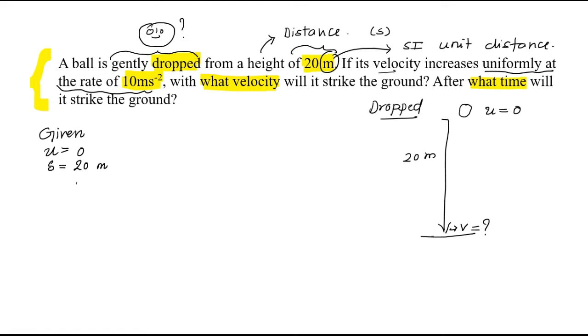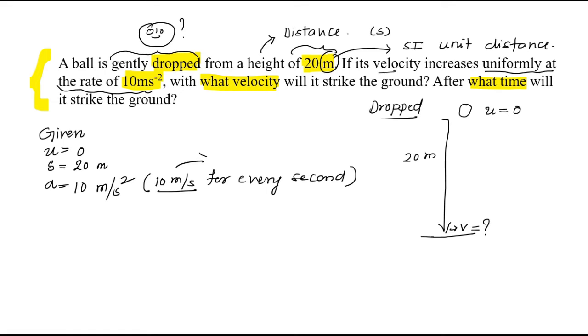The moment you see this number, meter per second square, what is that? You have already studied, it's an acceleration. And what does it mean? It means velocity increases 10 meter per second for every second. That's the meaning of it. Here I am referring to velocity. This velocity increase will be there for every second from the moment the object is dropped. So acceleration is given.